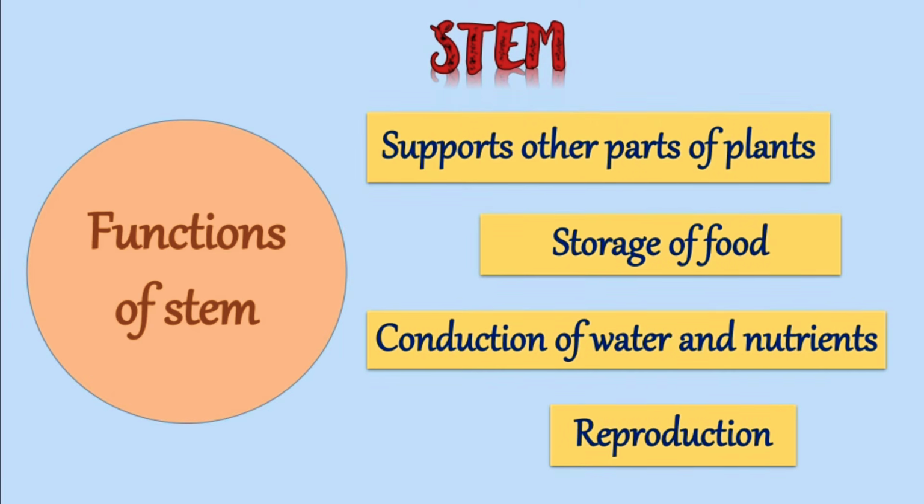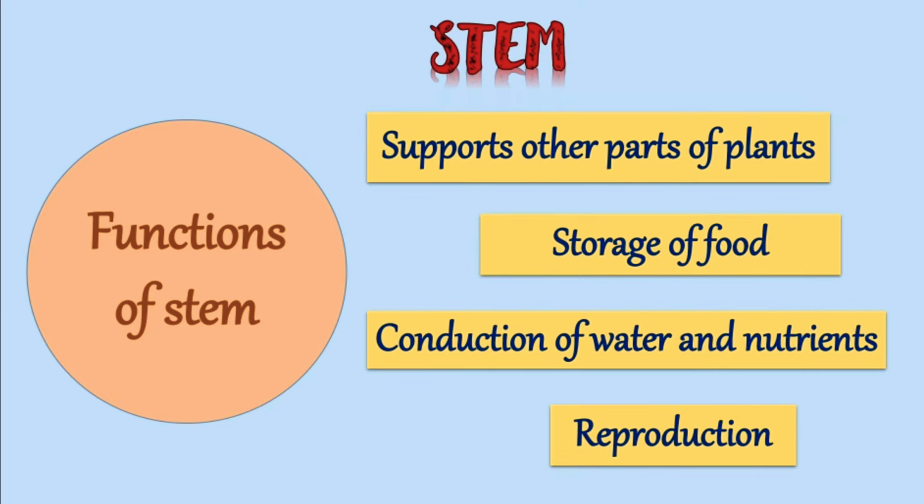Another function of the stem is to store food. What does the root do? It absorbs the nutrients and water and then transports them to the stem. And then the stem transports them to the leaves, flowers and fruit. So what does the stem do? It stores the food. Conduction of water and nutrients is also a function of the stem.